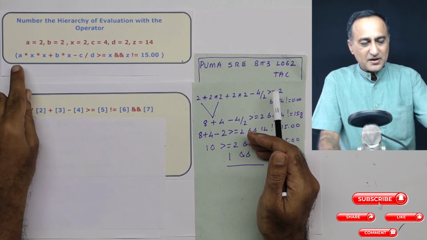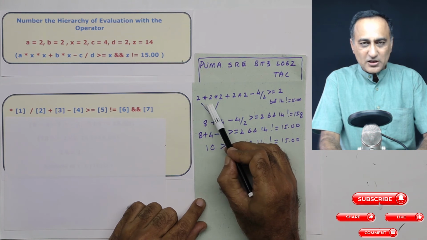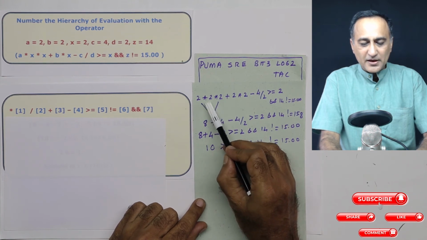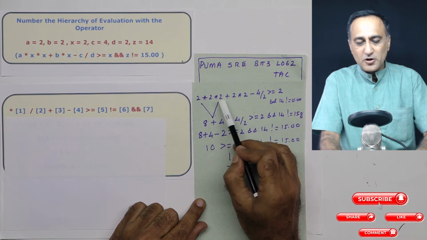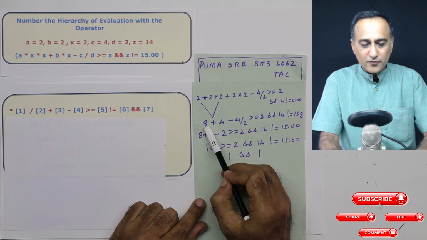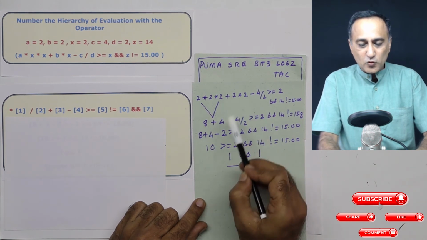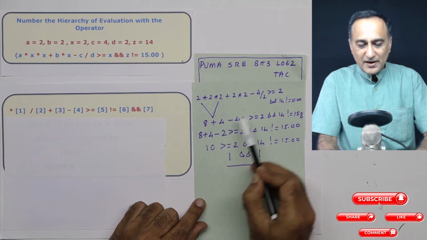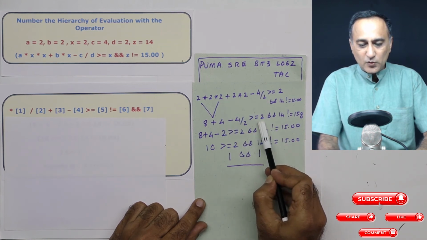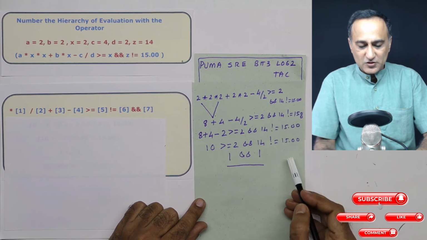Since multiplication has the highest priority, I am trying to skip steps here. I am multiplying 2 into 2 into 2, because first it would have been 2 into 2 is 4, and in the next step 4 into 2 is 8. So here 8 comes. Then again I have a multiplication, so again this is 2 into 2, 4. Then I have minus 4 by 2 greater than or equal to 2, and 14 not equal to 15.